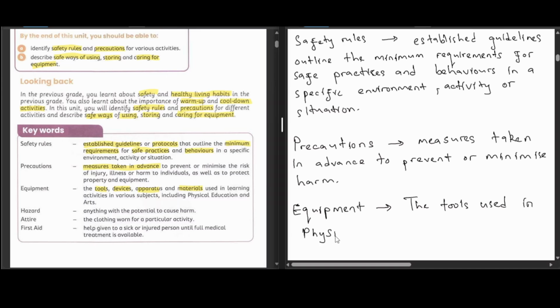Kana tikadai so tinenge tatorovedzera. That's equipment. Tools used in physical activities. You can think of many tools. We can talk about bows, for example. We can talk about a racket. We can talk about a bat. We can talk about shin guards. We can talk about many things which we use in physical activities.